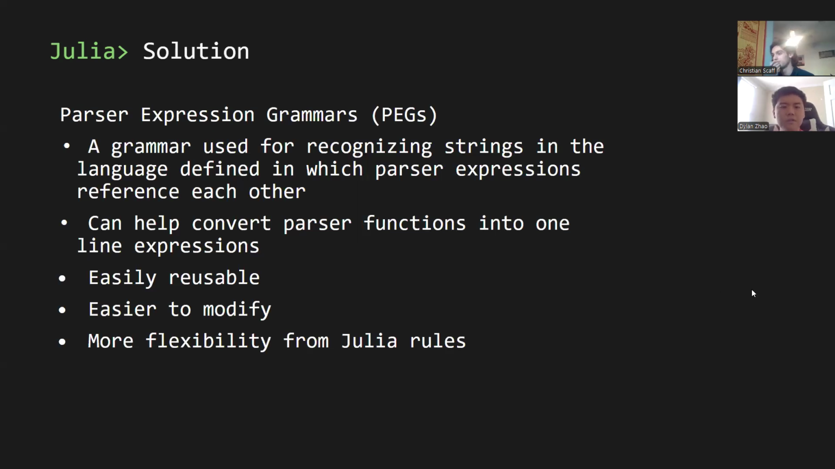So our solution is to use parsing expression grammars. Instead of using these parser functions, we use these one-line expressions where the grammar can recognize these strings in the language, as parsing expressions that reference each other. And they're easier to reuse, they're easier to modify, and they aren't as restricted by Julia's rules.